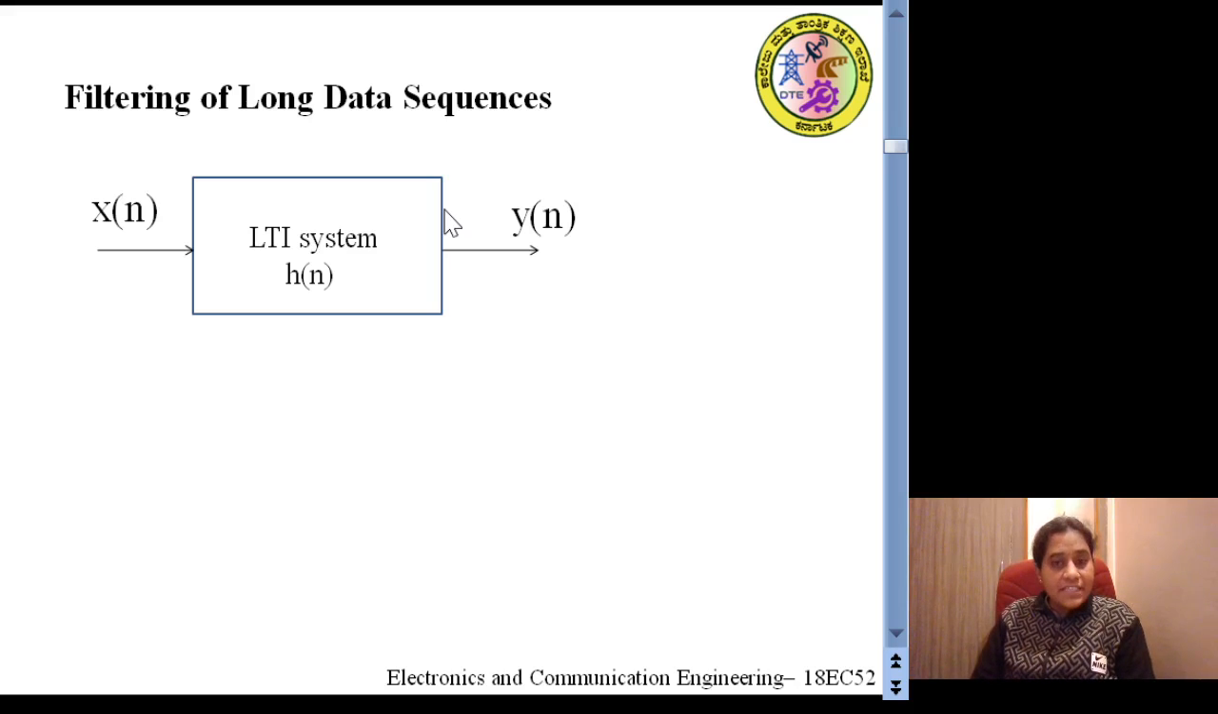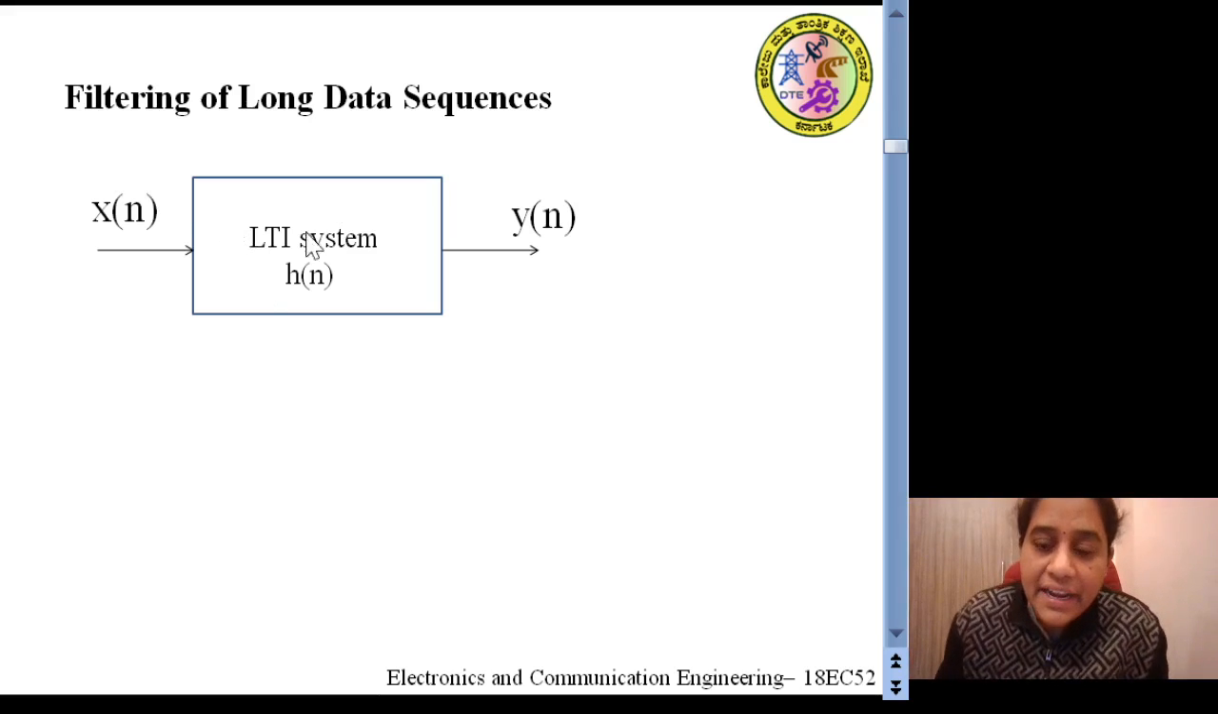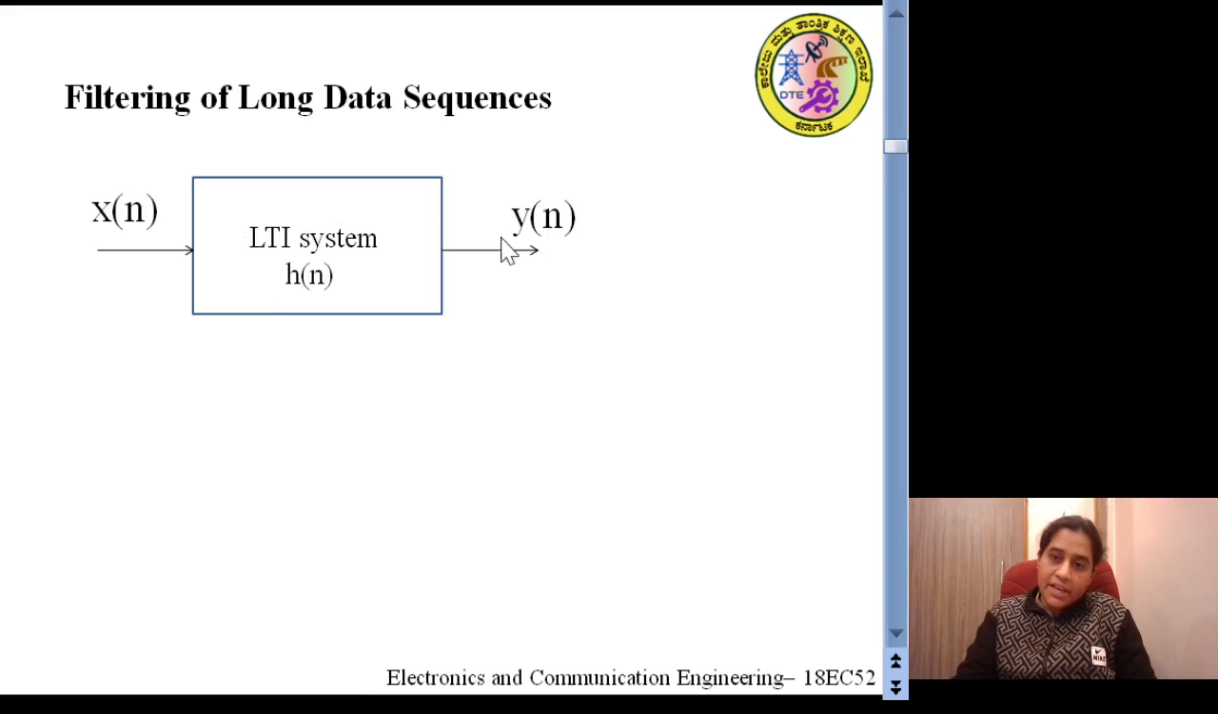Here our LTI system is basically acting as a filter system. Basically, we are considering it as an FIR system, as this system does not have any feedback in its structure. So our FIR filter has its impulse response h of n, to which we are giving the long input data x of n. The output we get will be the linearly convolved output of the sequences x of n and h of n.